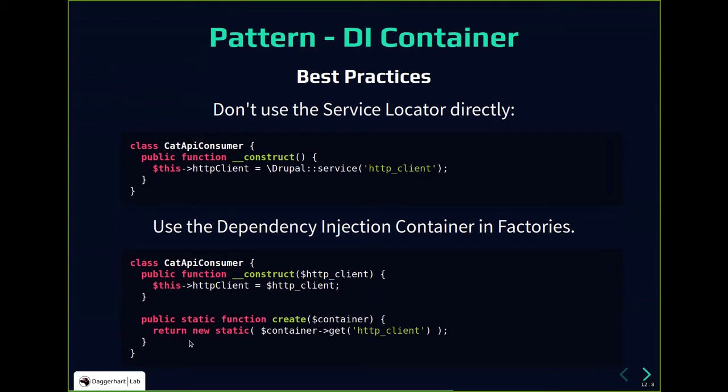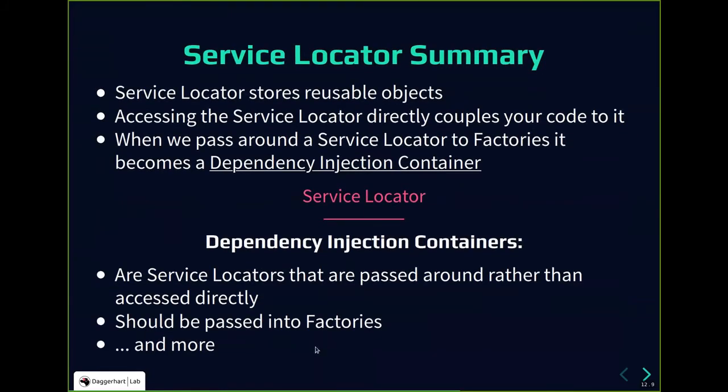All right. Here's a summary page. Let's see if this makes sense. I feel like I've already hit all these numbers. Does anybody have any questions about the service locator pattern or the dependency injection container? The next thing we're going to look at is how to do this in Drupal.